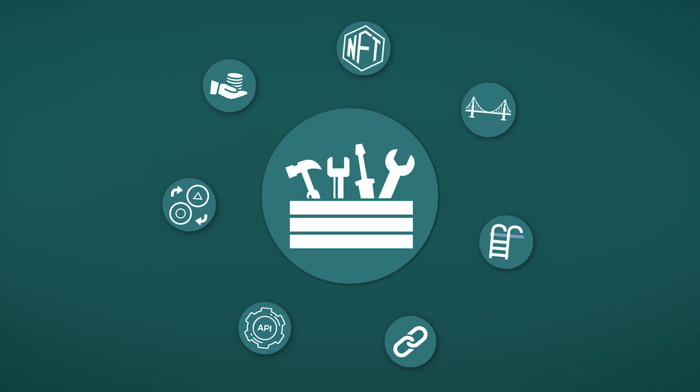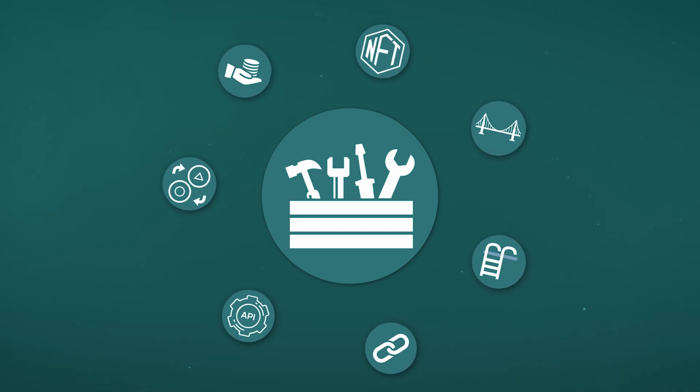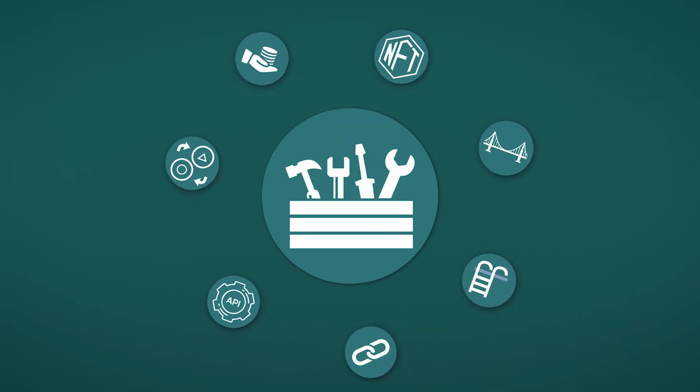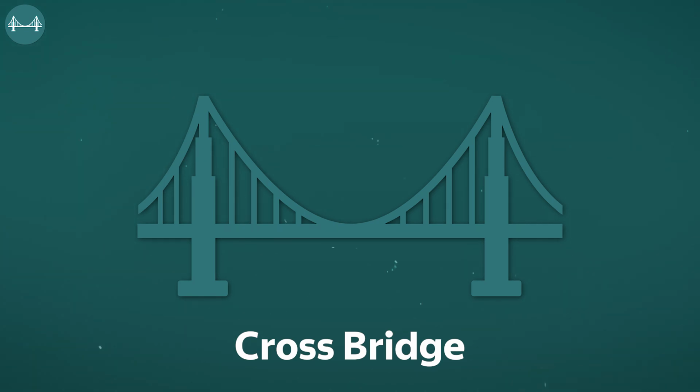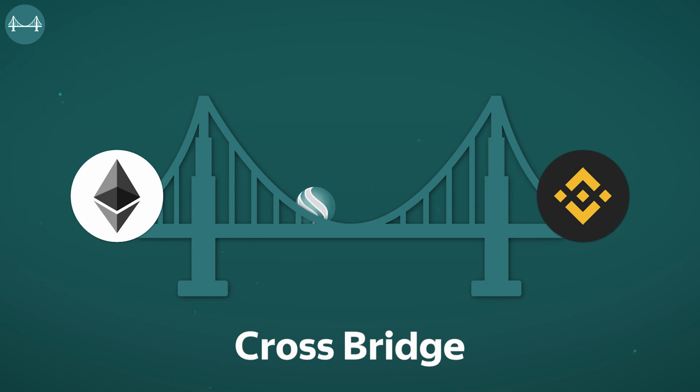HOTCROSS positions itself as a cross-chain set of tools for blockchain developers and their communities. Cross-chain means working with multiple networks. The first tool doing that is CrossBridge, a bridging project launched by HOTCROSS in January of 2021. With the first version of CrossBridge, users can safely transfer tokens from Ethereum to Binance Smart Chain and vice versa.